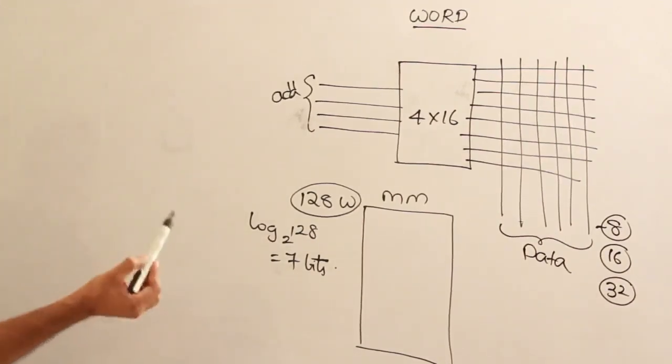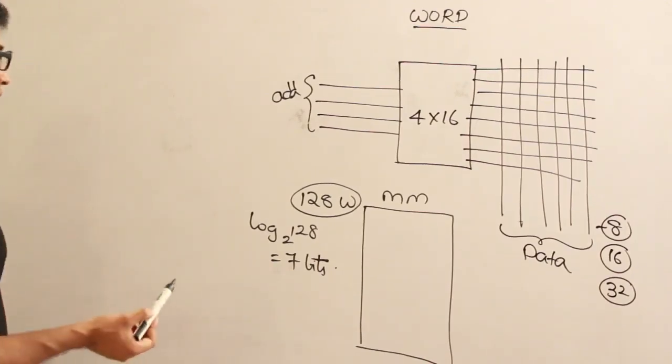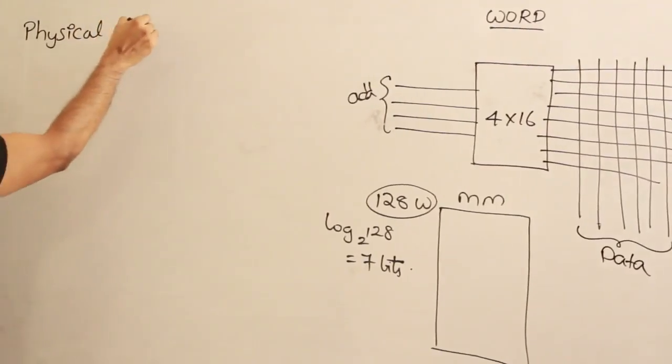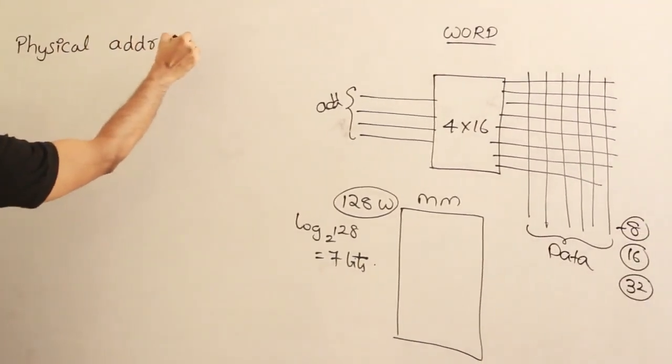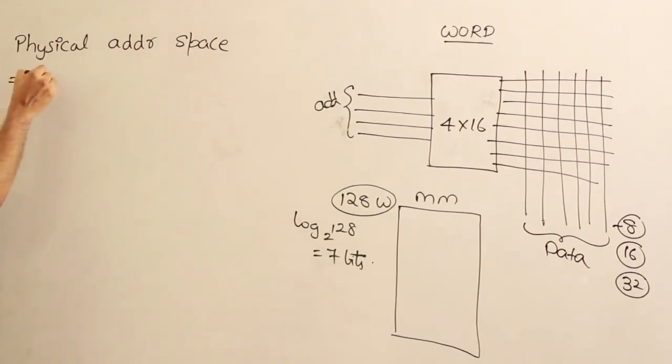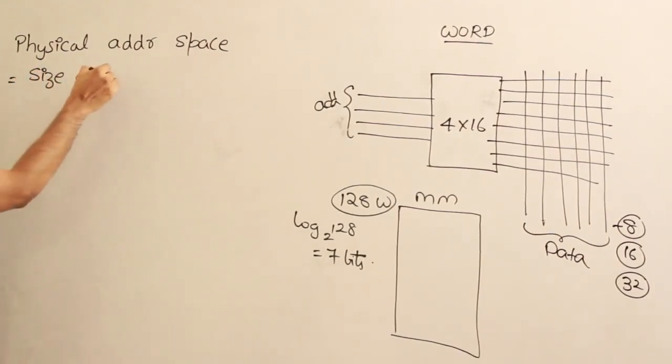Now let's go back to the concept of paging, right? Before going ahead, there are some terminologies which you should know about. One is called physical address space. The physical address space is nothing but the size of the main memory.